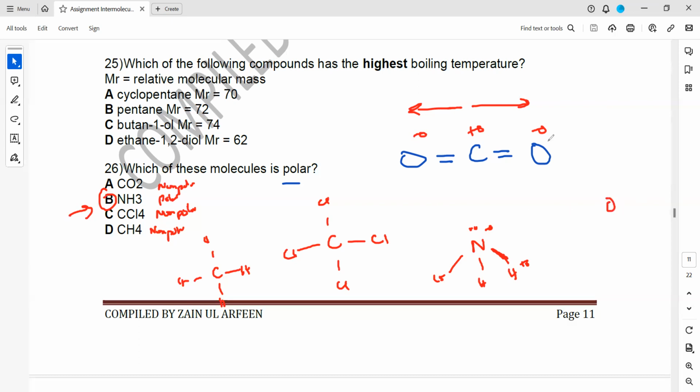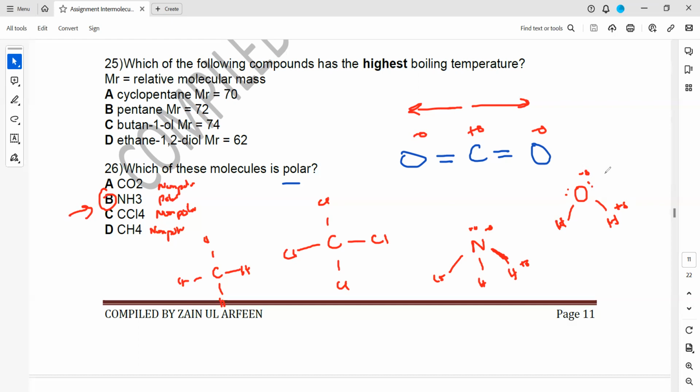Same case happens for water as well. Water is a polar compound. Why? Because of the presence of two lone pairs, they bend. It has a bent structure. So even in water, what happened? Oxygen will be partial negative and hydrogen will be partial positive.